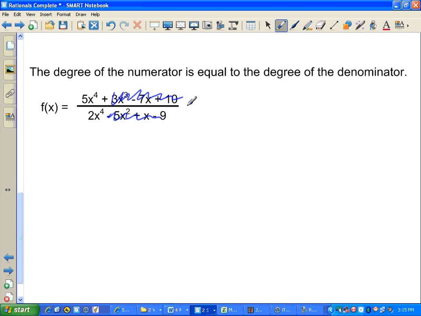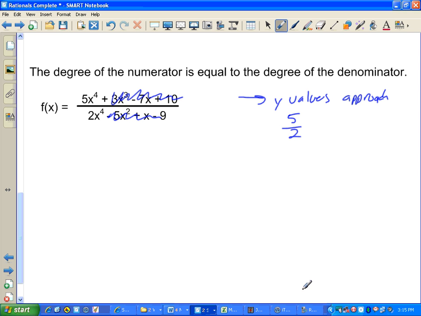So when you have the same powers, as you go to the right, your y values approach the ratio of your coefficients. So here I would be approaching 5/2. So I'm going to have a horizontal asymptote at 5/2.